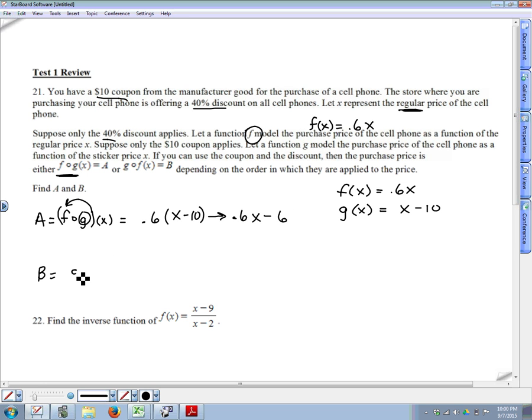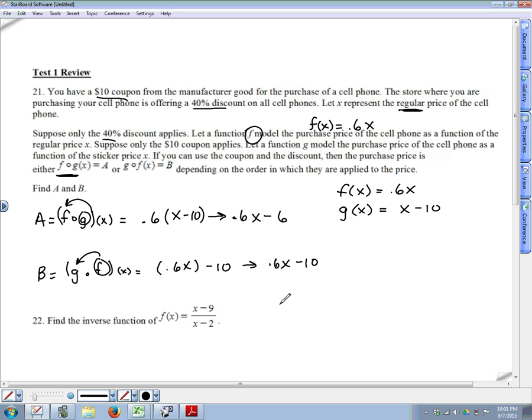But B is g of f of x. So the g function says you have some input, and then you minus 10 from that. And the input now is the f function, so the f function goes in place of the input. The f function is 0.6x. So here we have 0.6x minus 10.